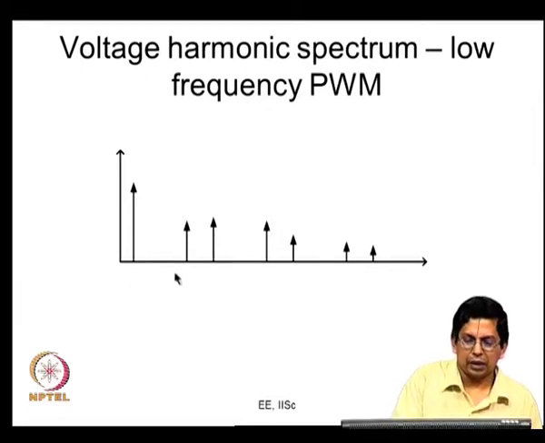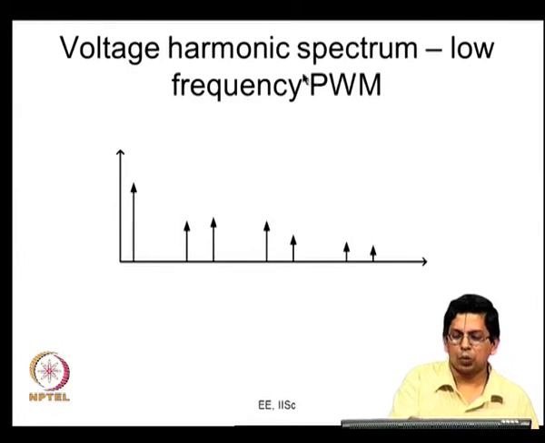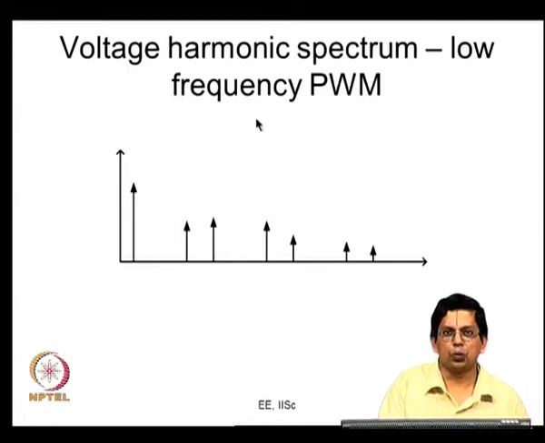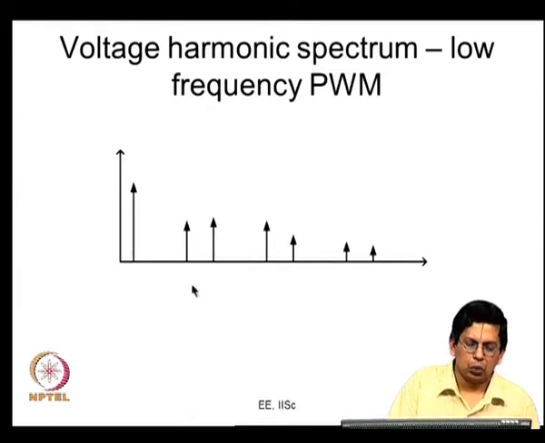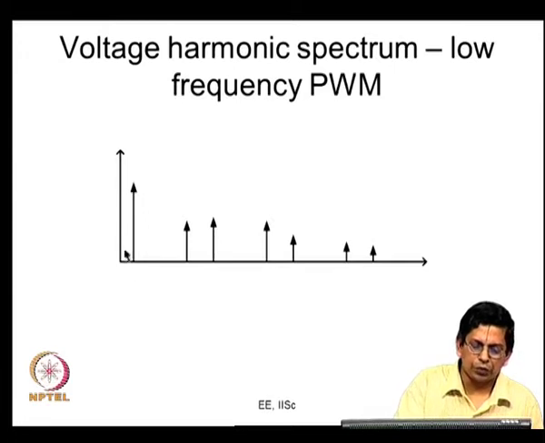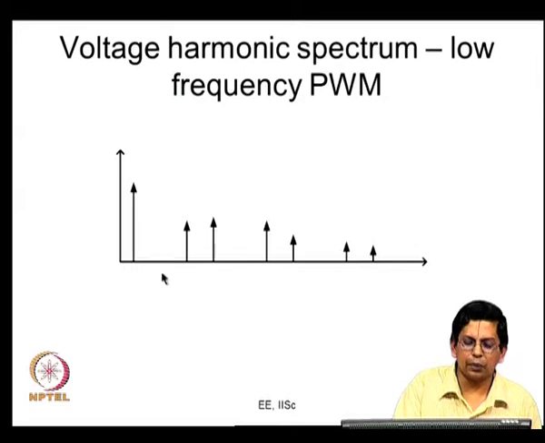I have not indicated the harmonic orders here. We are trying to look at some low voltage harmonic spectrum of some low frequency PWM. So it is switching at some frequency, there is some PWM waveform being produced. We are looking at the inverter's output voltage waveform that is applied. The line to line voltage will not have the third harmonic, etc.